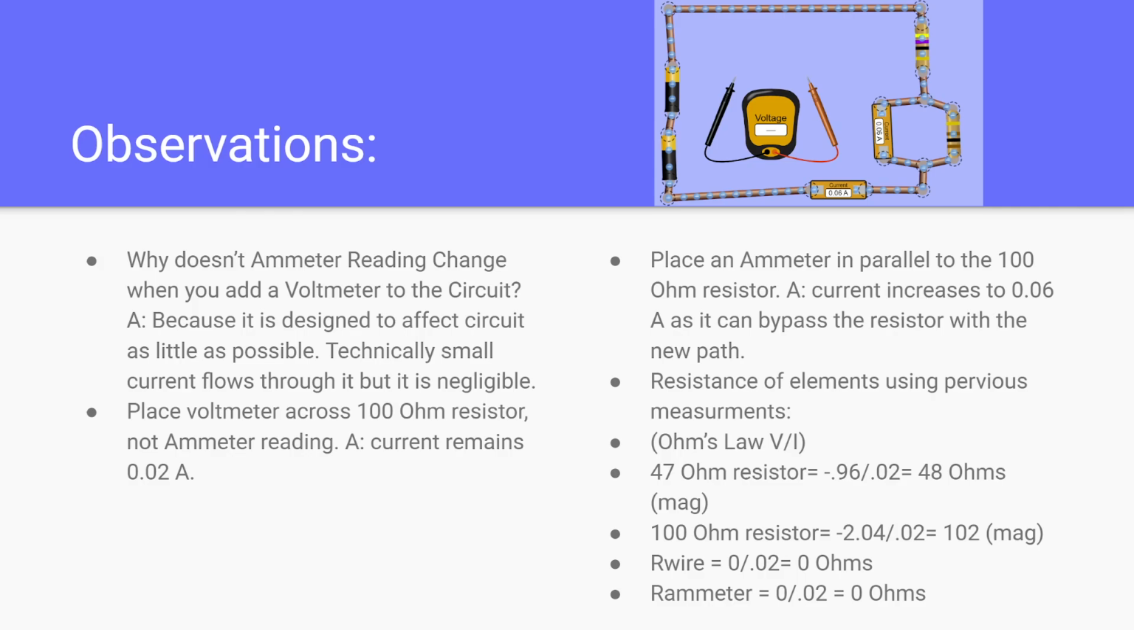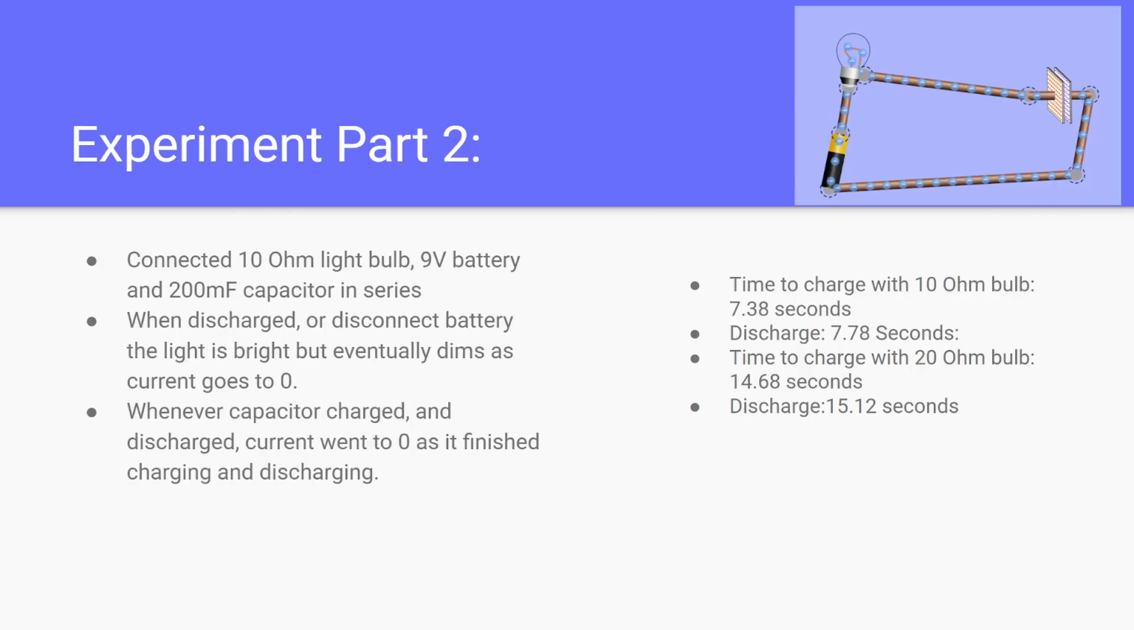For the resistance of elements across the circuit, using Ohm's law, the resistance across the 47 ohm resistor turned out to be 48 ohms in magnitude. The 100 ohm resistor is 102 in magnitude. And for the wire and the ammeter, they're both 0 ohms. So really close to the actual values we found earlier.